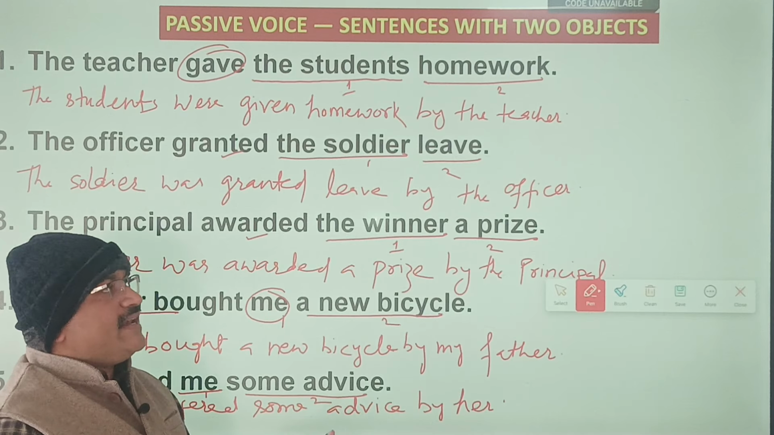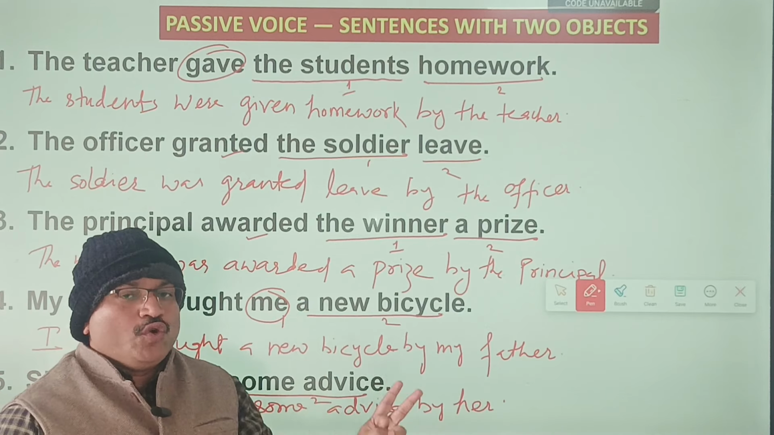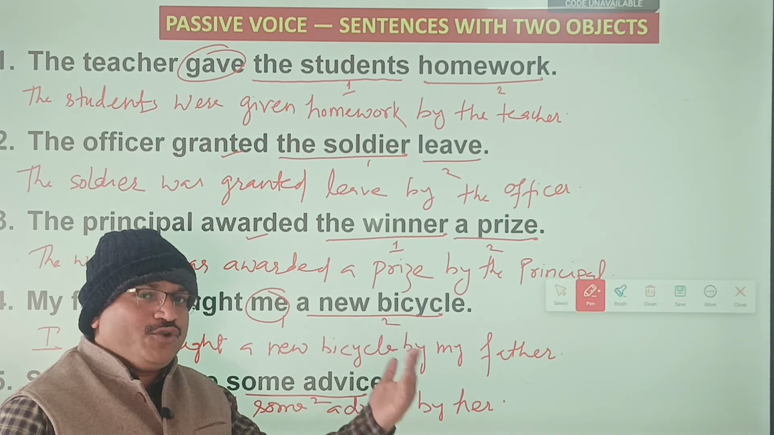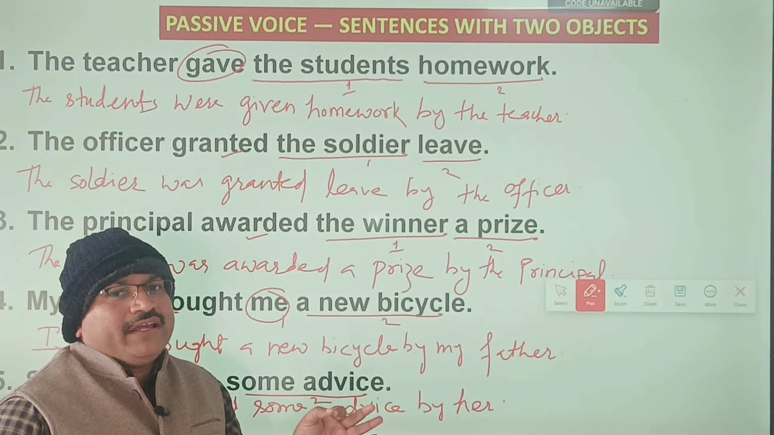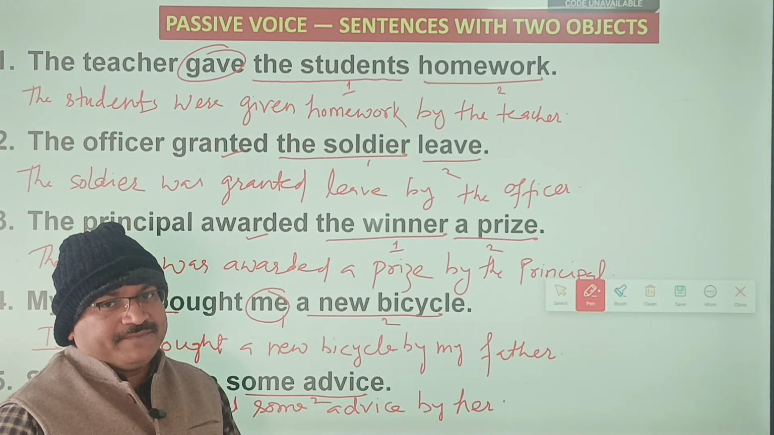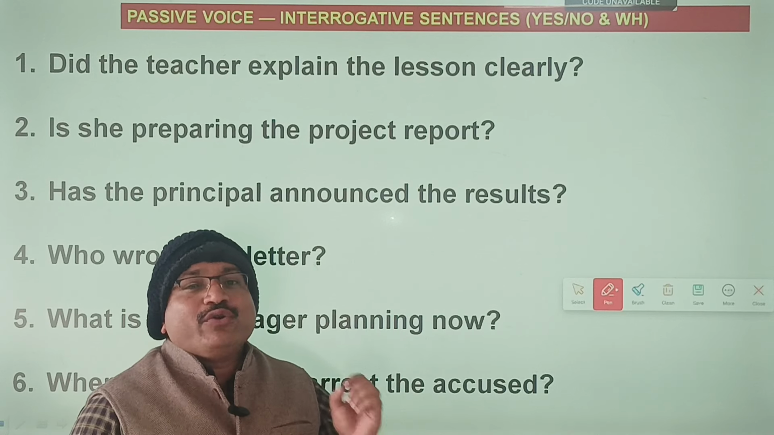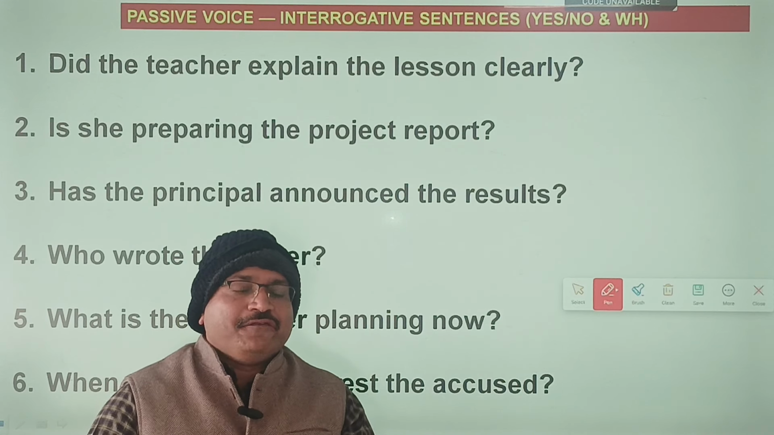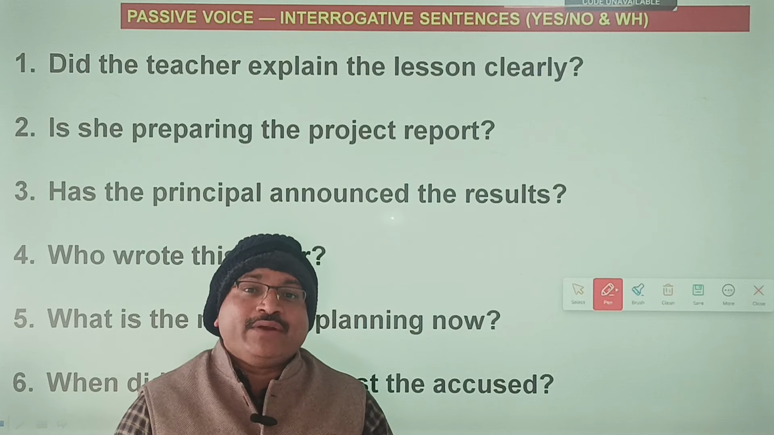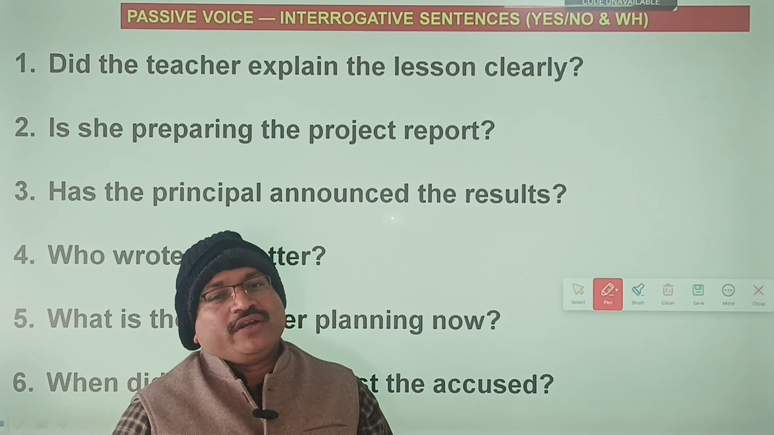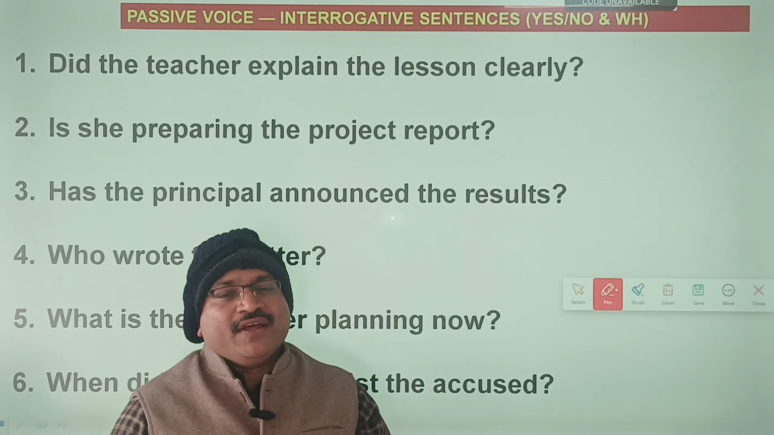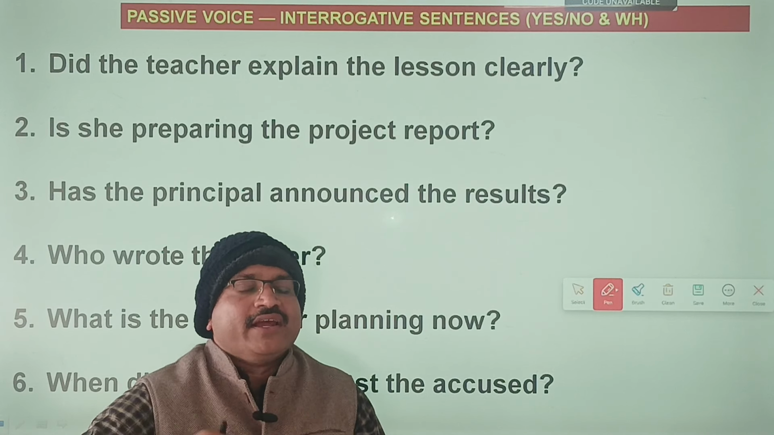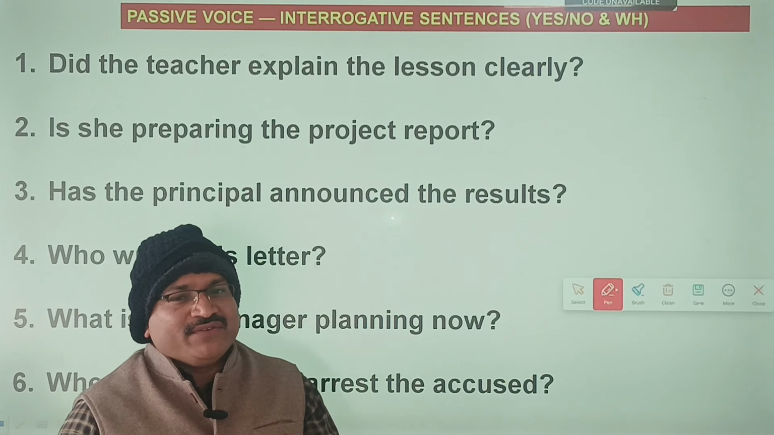So rule of thumb says that if the sentence has two objects, you can pick up either of the objects and change the sentence into passive. Prefer it if the object is the person. Now friends, we have interrogative sentences. Interrogative sentences, two types, remember. First is yes or no answer type, and second one is what? WH type interrogative sentence. Now I have both the types of sentences here. We'll see how to change these interrogative sentences into passive voice.